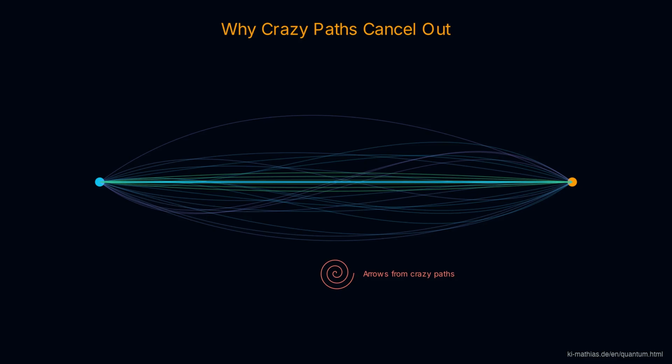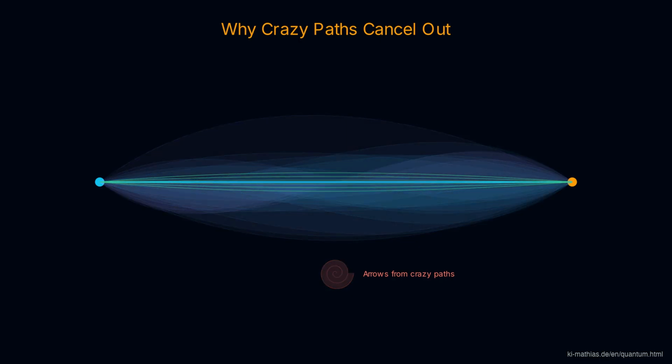But a wild, crazy path? It's much longer. Its arrow spins hundreds, thousands of times more. And the neighboring path, just slightly different? It already has a completely different spin count. The arrows point in random directions. Random arrows chained end to end produce a tangled knot. The knot goes nowhere. The crazy paths cancel each other out.